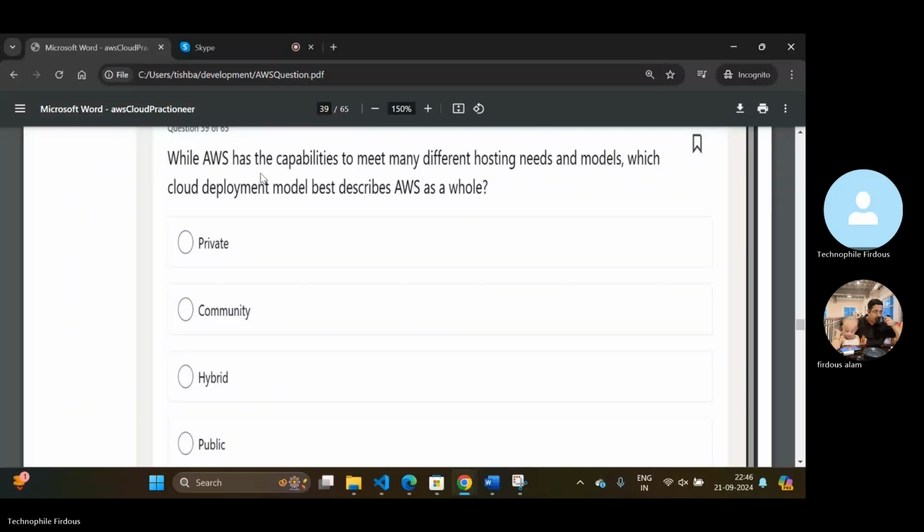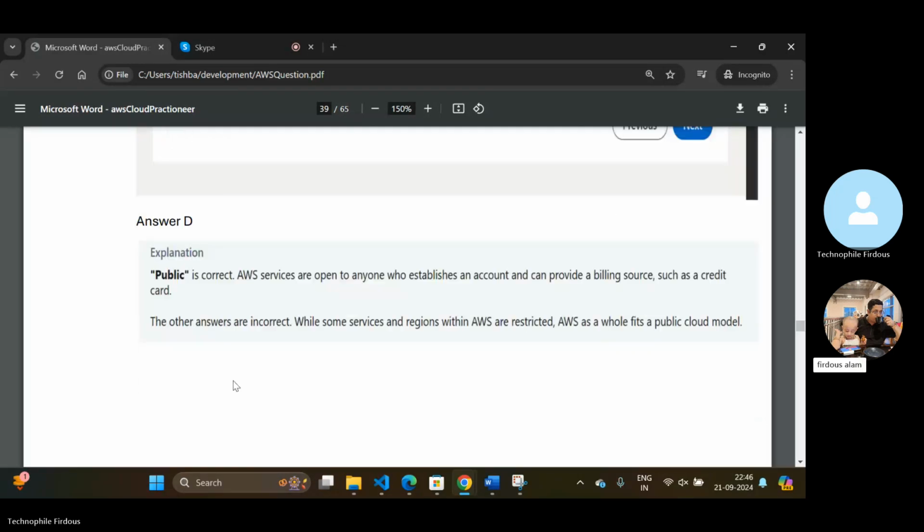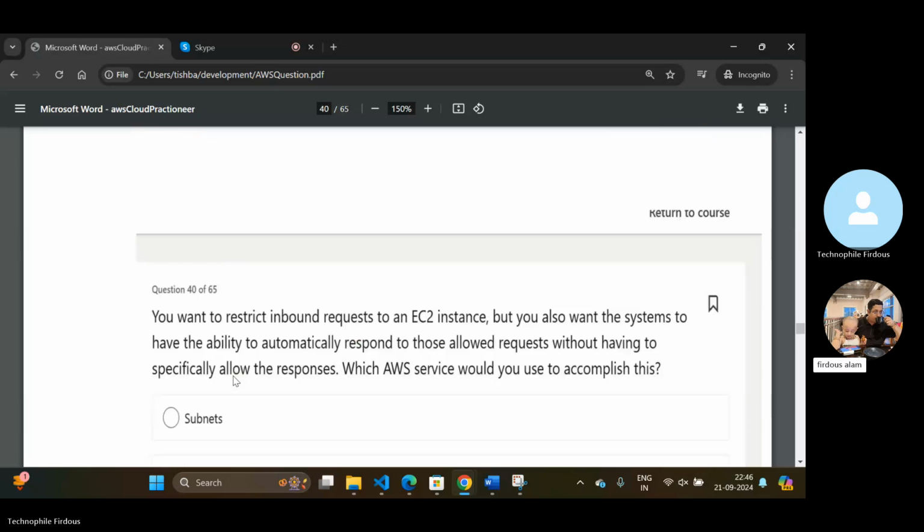Okay, let's see what's the answer. The answer is D, public. You can see these options and why it's correct. Now go to the next question.